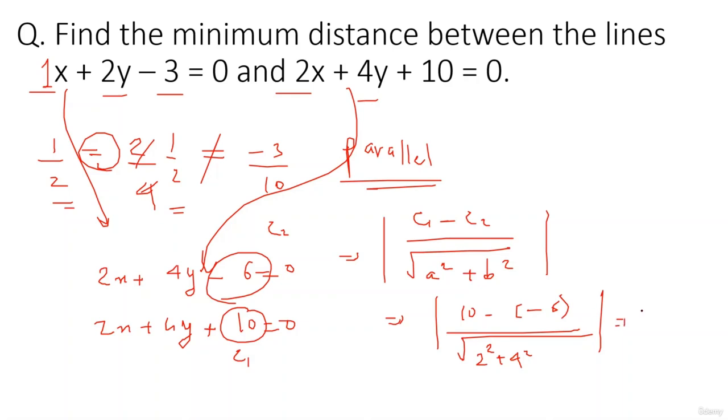So 10 minus minus 6 will be how much? 16. Okay, divide by root of 2 square plus 4 square is 4 plus 16, 20. Square root of 20. Okay, square root of 20 is 2 root 5. Okay, so 2 to cancel हो जाएगा. Ultimately, the answer is 8 by root 5. As simple as that.